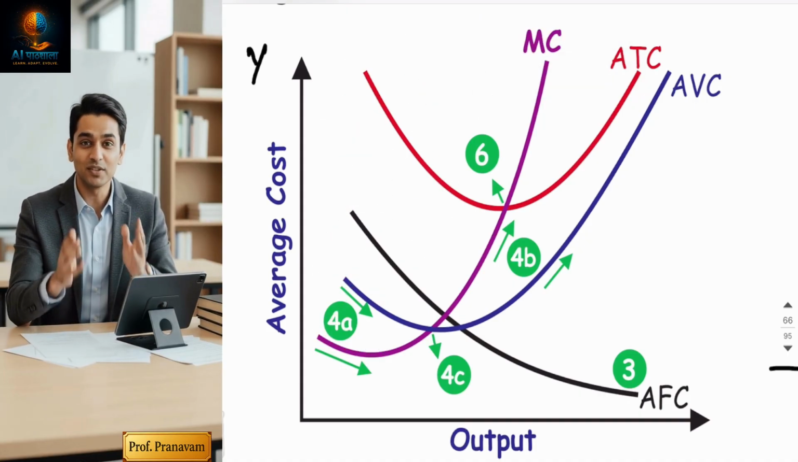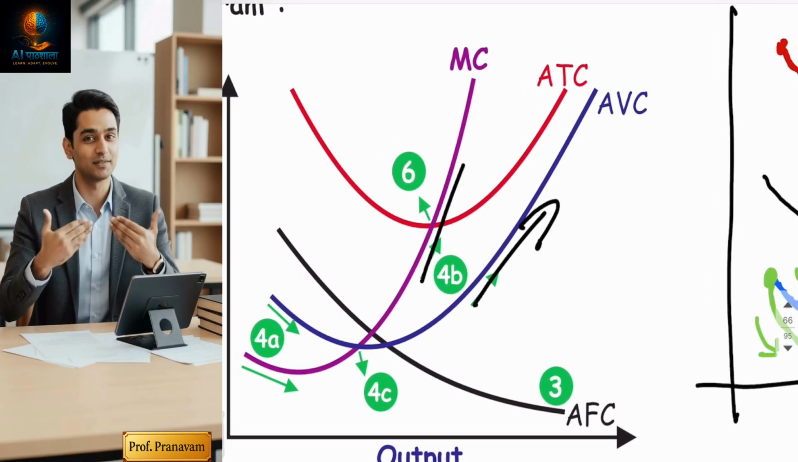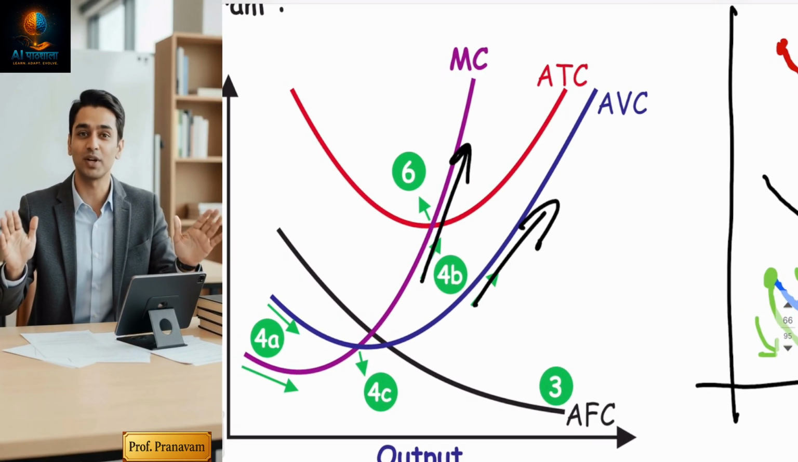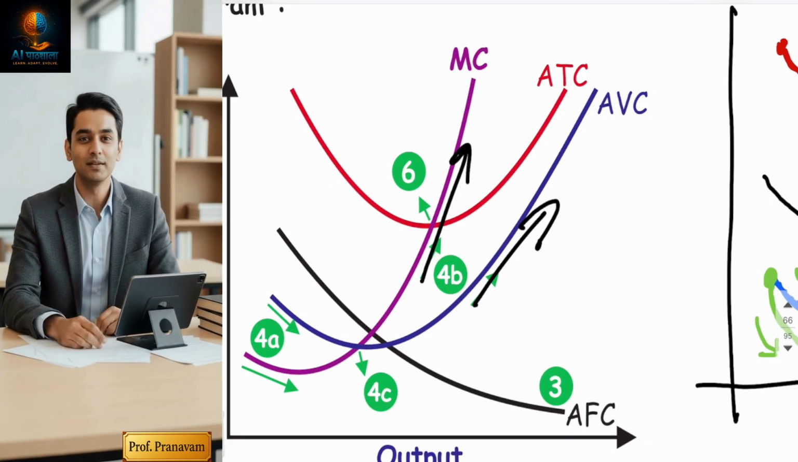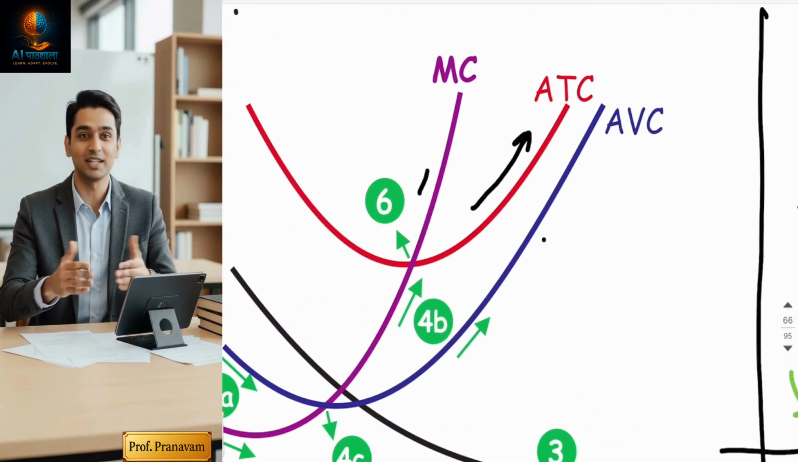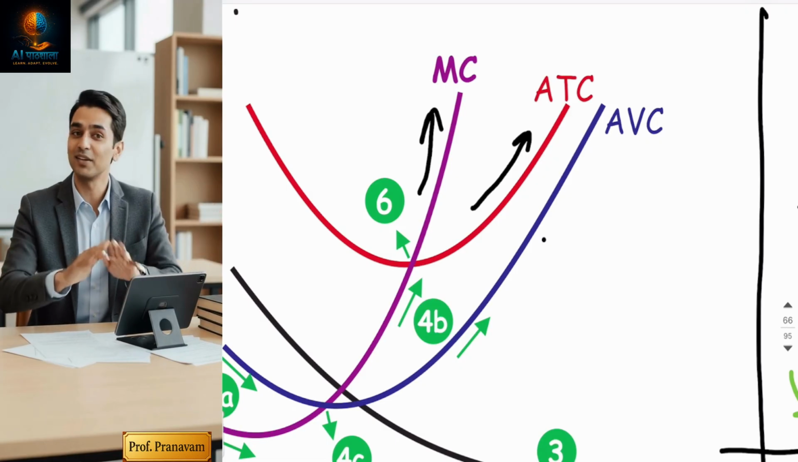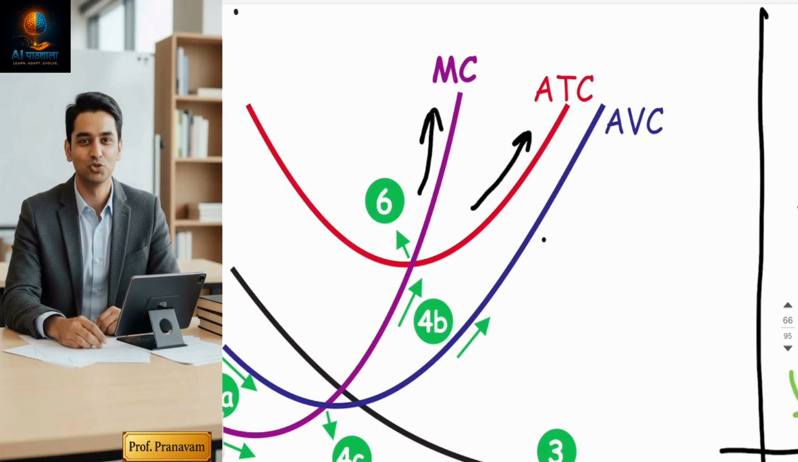Now the second point. Please listen and understand. When my AVC is rising, my marginal cost is also rising, but MC is greater. MC is above AVC. Am I correct? The AVC curve is below the MC curve. The same logic applies to ATC. When ATC is rising, MC is also rising, and MC is greater than ATC. So it is the same relationship.